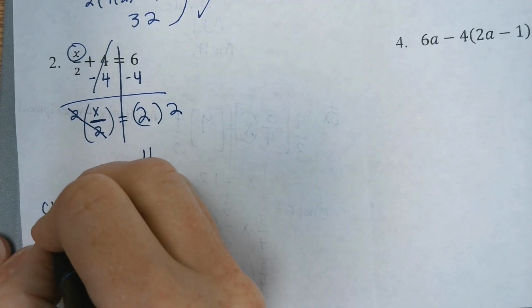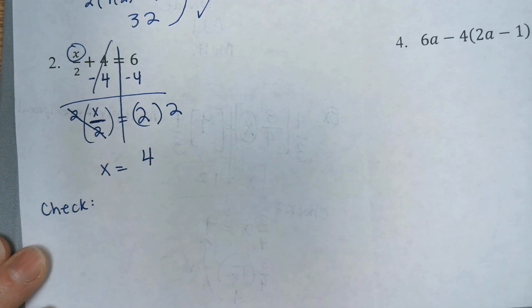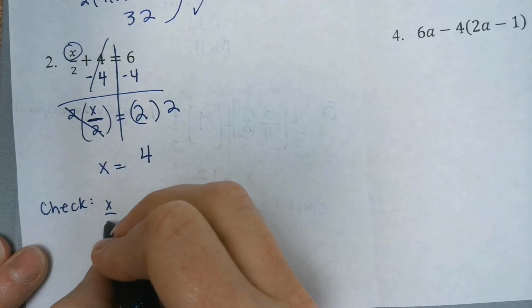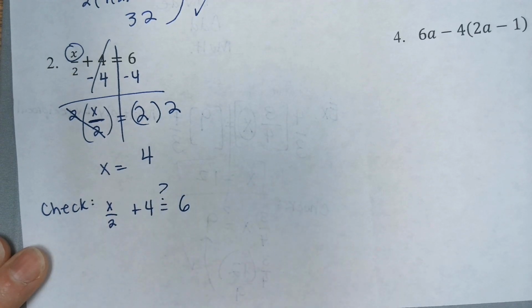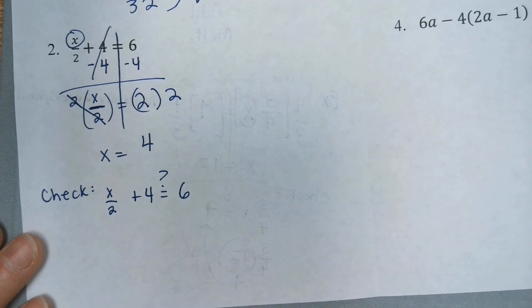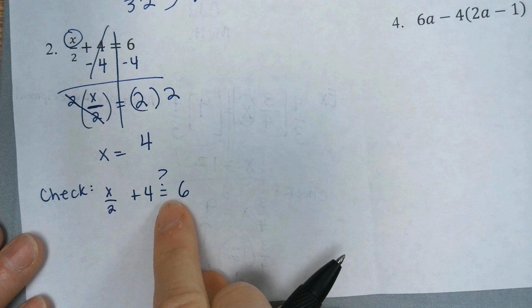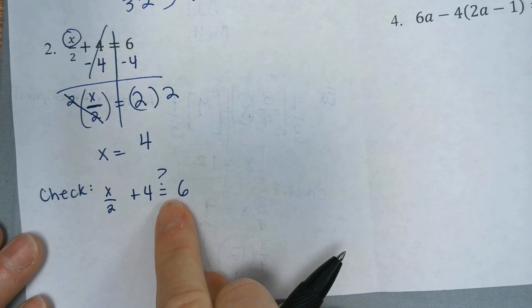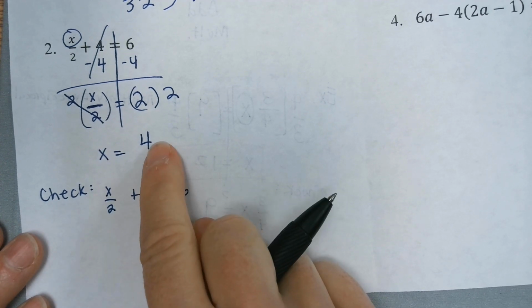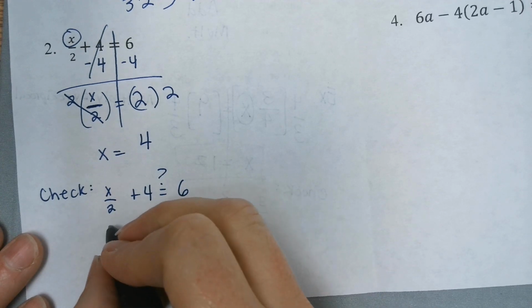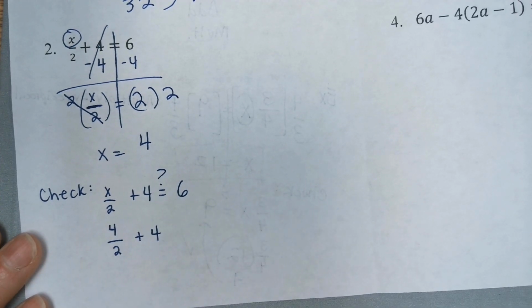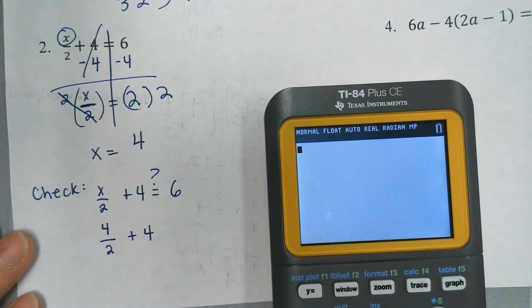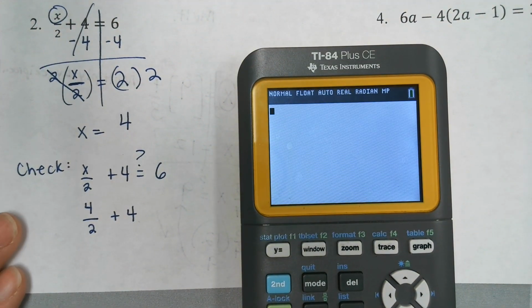Okay, we're going to check our work. x over 2 plus 4. We want to see if that equals 6. This is just our original equation. But we're going to substitute in the 4 right here for x. So 4 over 2 plus 4. That's what you're going to put in the calculator.